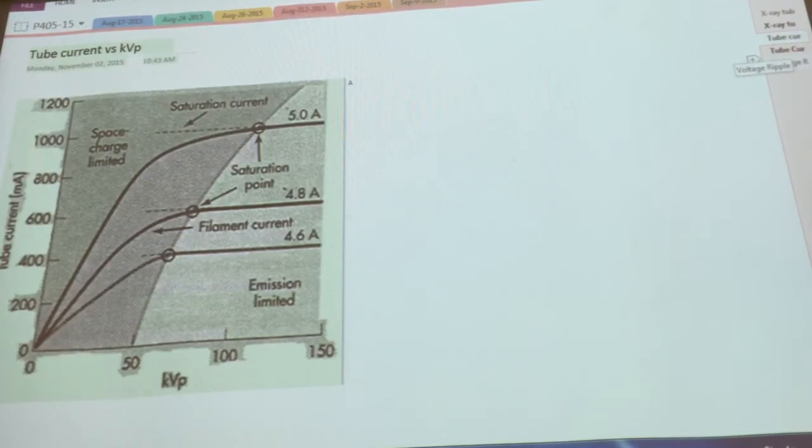Let's see. Write a paragraph explaining what's in this graph. Space charge limited, or how a certain... actually, I don't know how to explain.